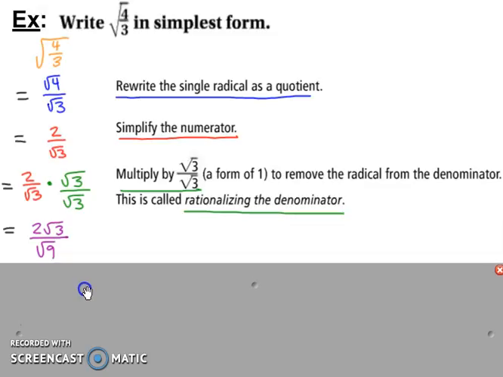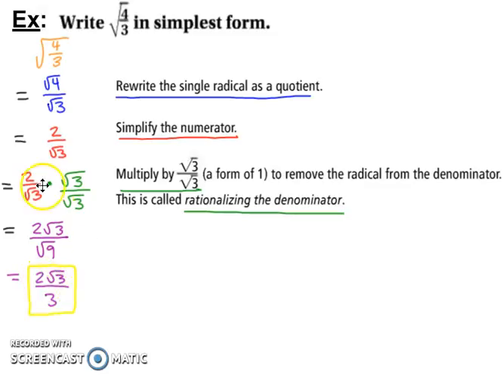So when we multiply by root 3 over root 3, 2 times root 3 is just 2 root 3. Root 3 times root 3 we said is root 9, which when we simplify that gives us 3. Technically, this step right here you don't necessarily need to have. If you feel comfortable going straight from this step to this step, I'm okay with that. So we wind up with a final answer of 2 root 3 over 3.